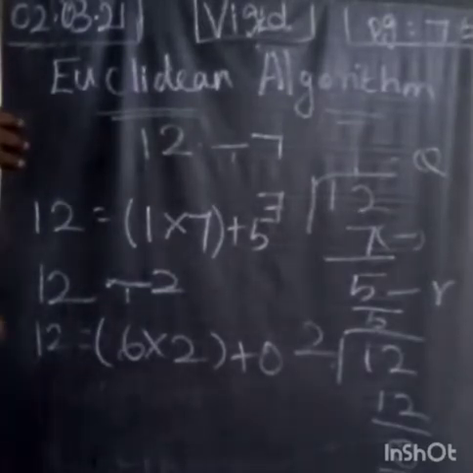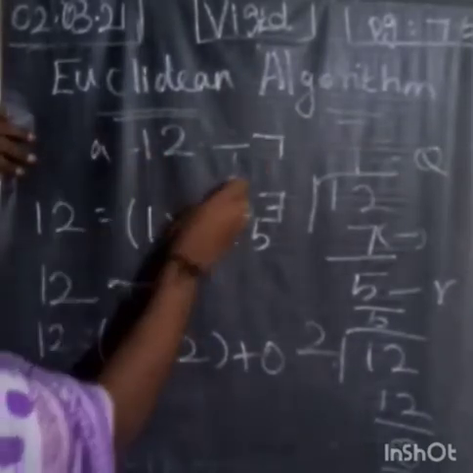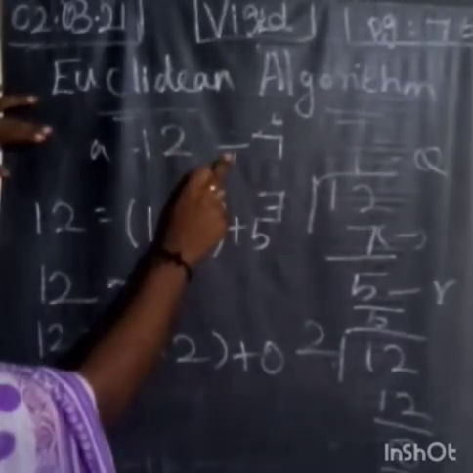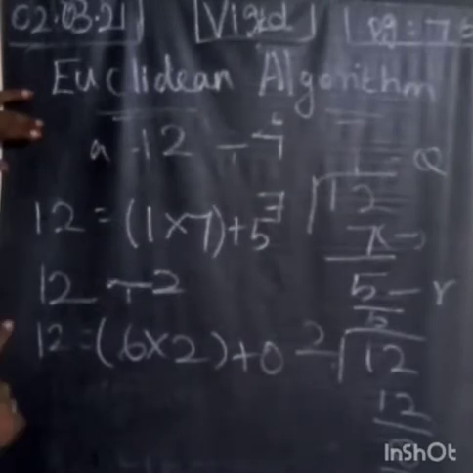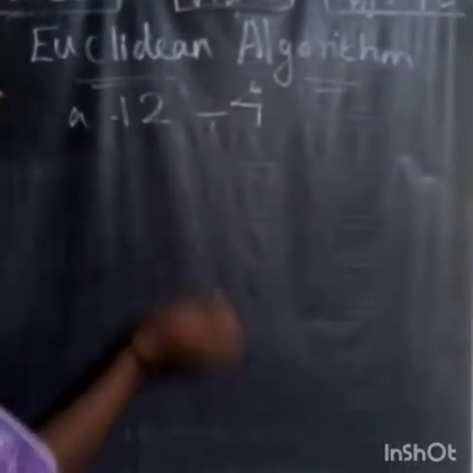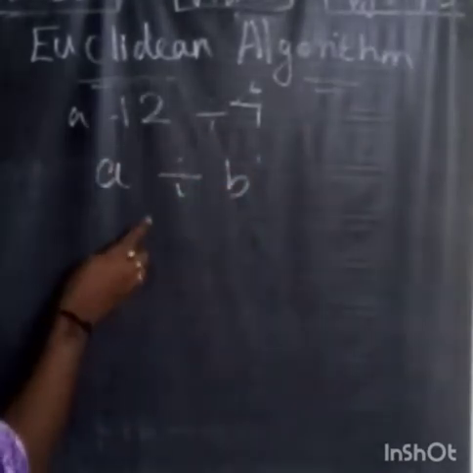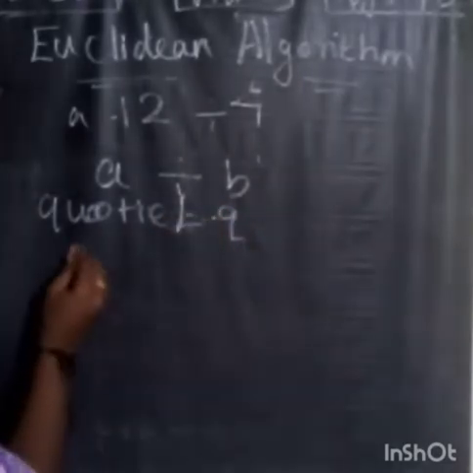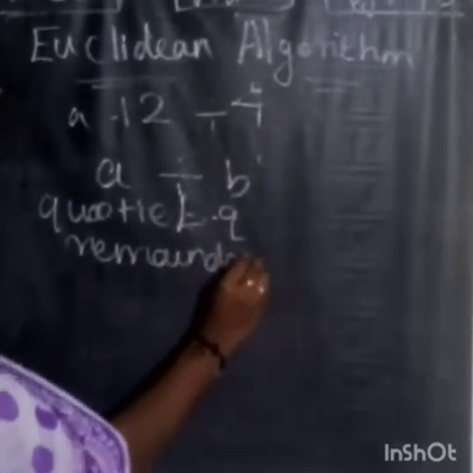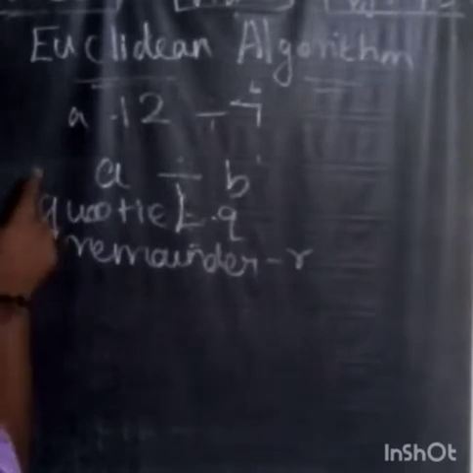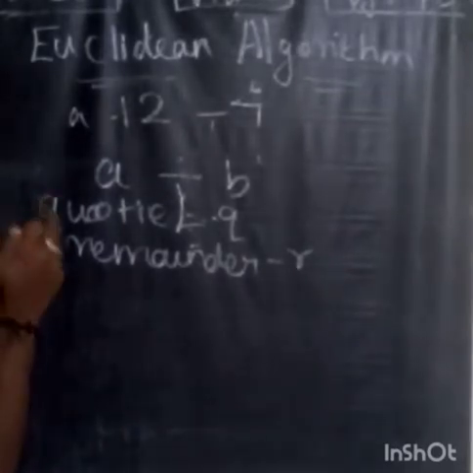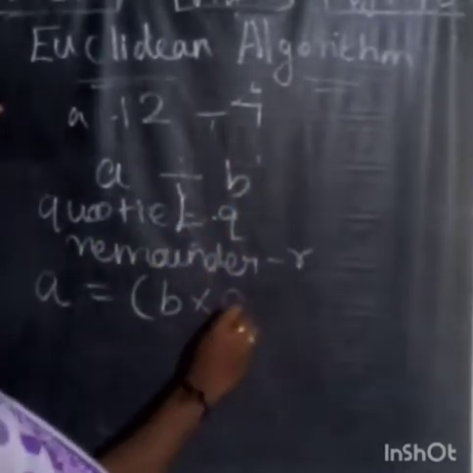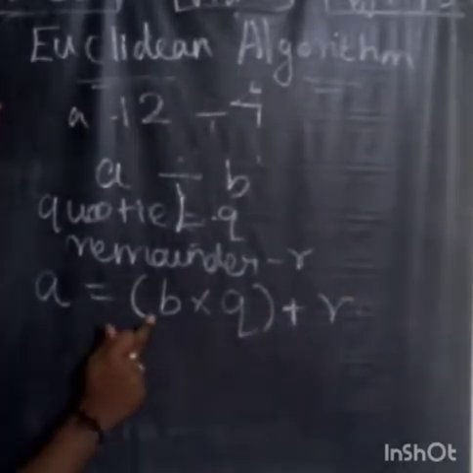that if a number A is divided by some number B, then we get a quotient Q and a remainder R, and A can be written in a unique way, that is, B multiplied by the quotient plus the remainder. So A equals B Q plus R.